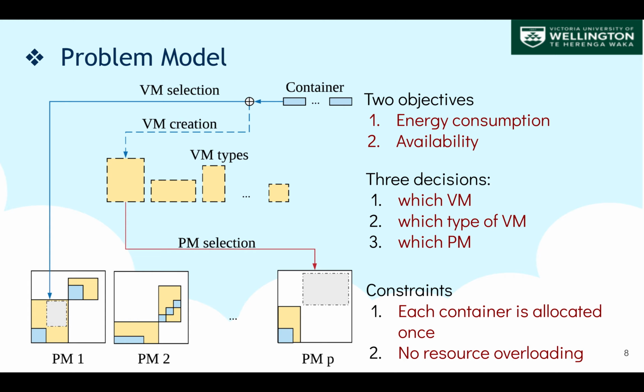The problem model can be seen in this figure. We have two objectives, energy consumption and availability. So when containers come to the data center, it is either allocated to existing virtual machines or a new one is created, and a new virtual machine is allocated to a physical machine. So we have three decision variables, and each container can only be allocated once, with no resource overloading.